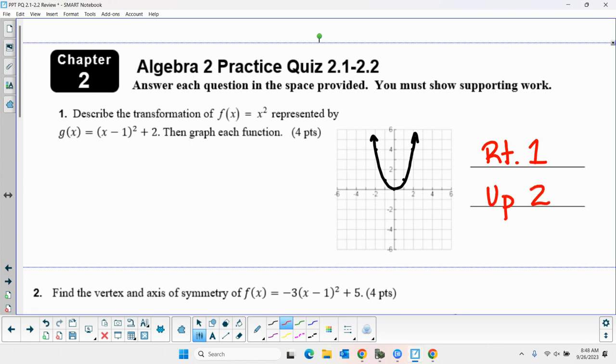This is in vertex form. So if you want to do the vertex, you can, 1, 2. It's right there. And then you can put it in your calculator if you want. If you know your parent function, you know it's right 1 up 1 from the vertex, left 1 up 1, right 2 up 4. 1, 2, 3, 4. Left 2 up 1, 2, 3, 4. If you want to do it that way, or if you want to go from each point, right 1 and up 2, you can. But that's what number 1 should look like.